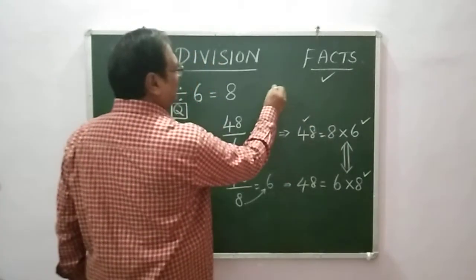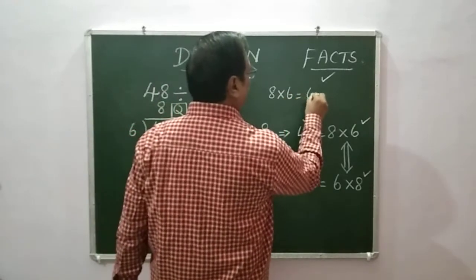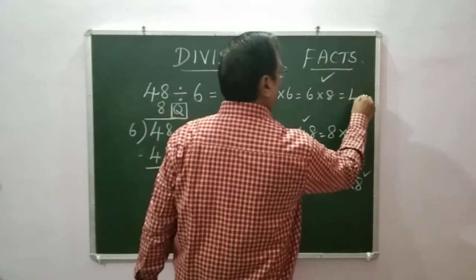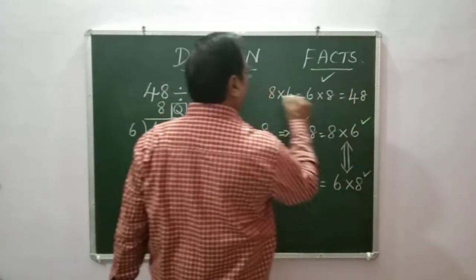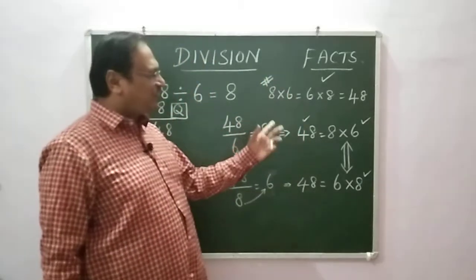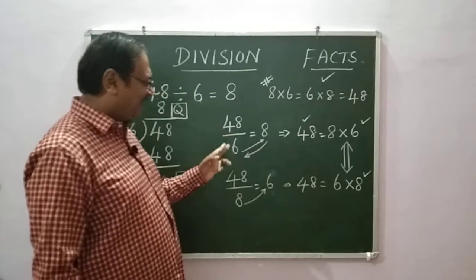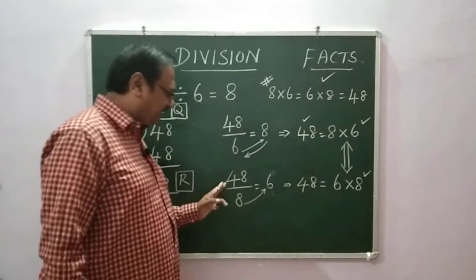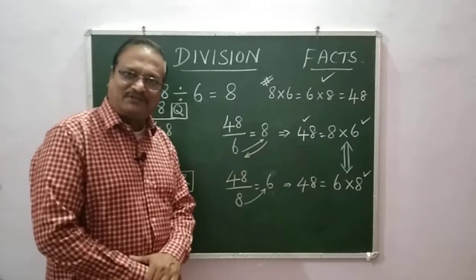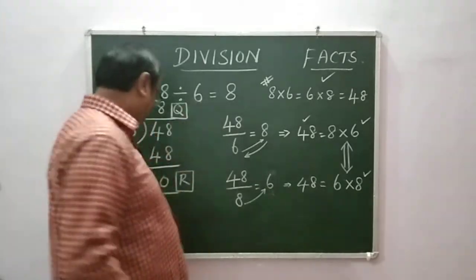You say 8 multiplied by 6 is equal to 6 multiplied by 8. And both of them are equal to 48. You understand this? Both of them are equal to 48. And here 48 I divided by 6 and 48 I divided by 8 and it gave me the two numbers. We will do quickly some 2-3 problems, right?